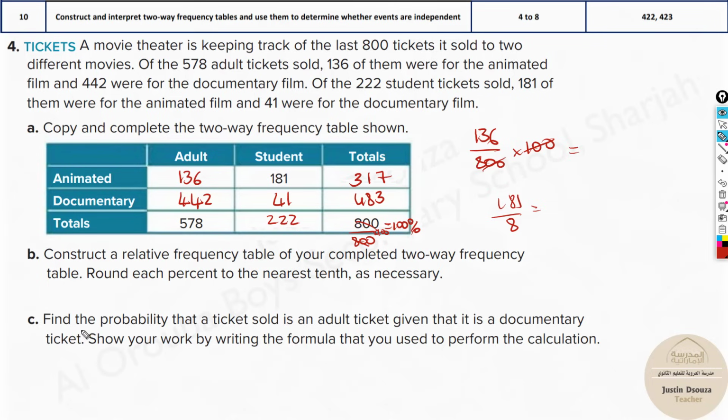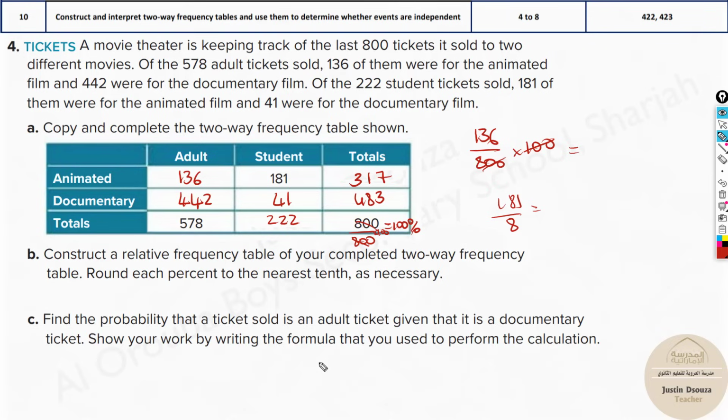The last question over here, question C. Find the probability that a ticket sold is an adult ticket given that it is a documentary ticket. So it's being sold to adults, but it must be conditioned on it being a documentary. Given that it's a documentary ticket means the condition is given. Now here, don't just take this. Now let's see, what is this? This is a conditional probability, isn't it?